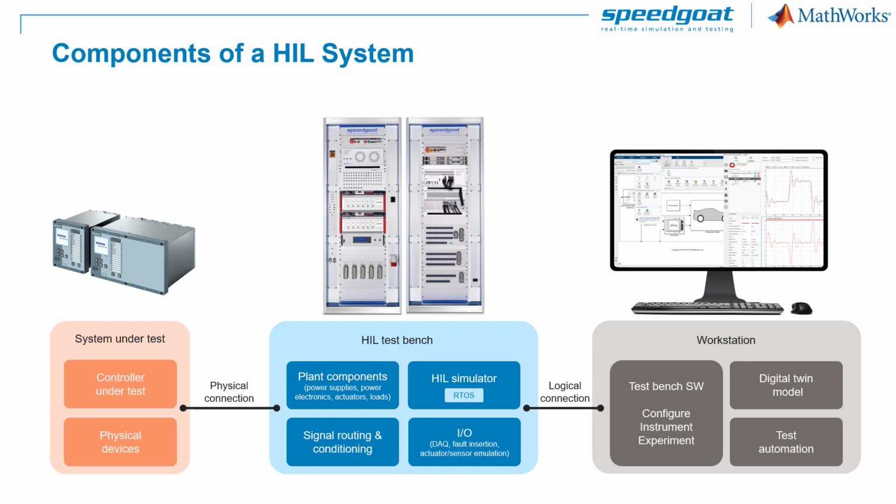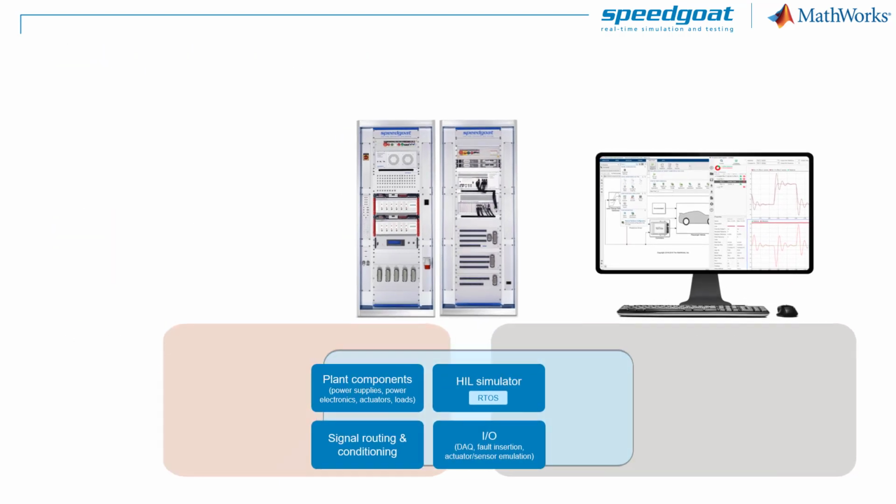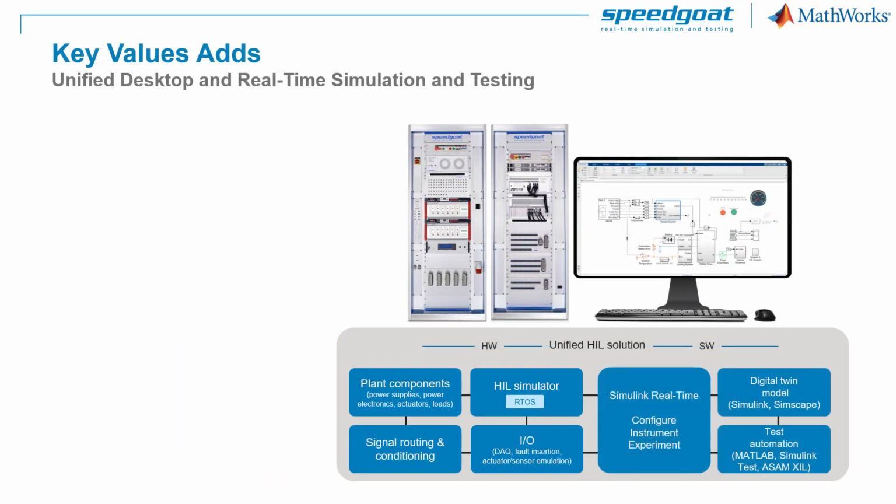From a system level, when you use Speedgoat for your hardware and then MATLAB Simulink for your software, you will work in one unified environment. Software and hardware are designed for one another, shielding you from interoperability issues. You operate your HIL setup from the same environment where you design your controls and automate your tests. The environment is MATLAB and Simulink.